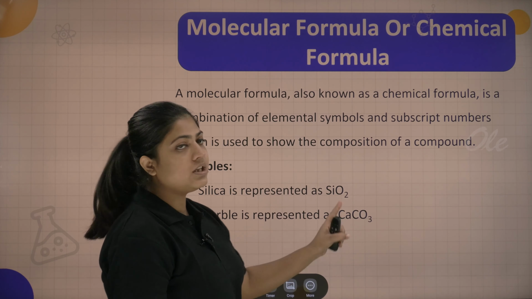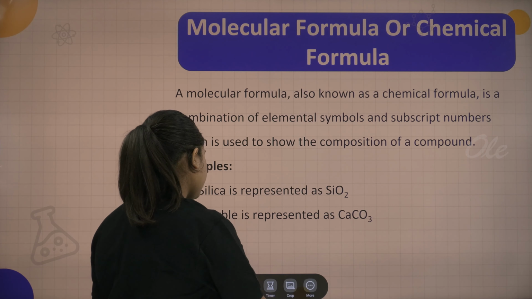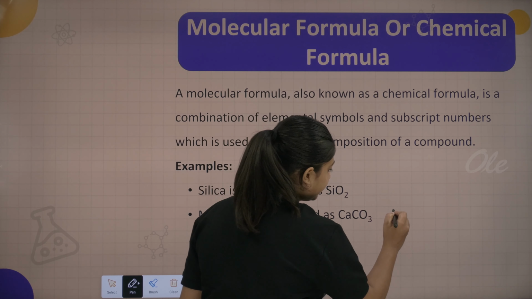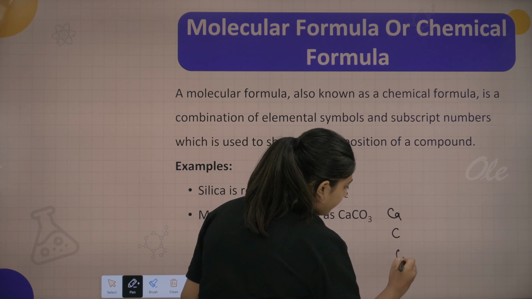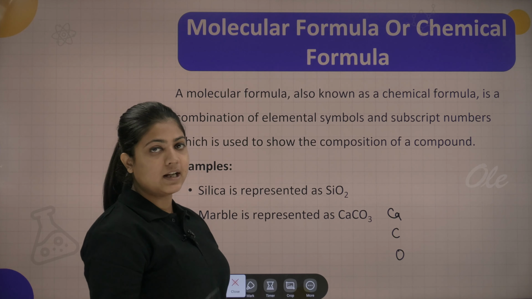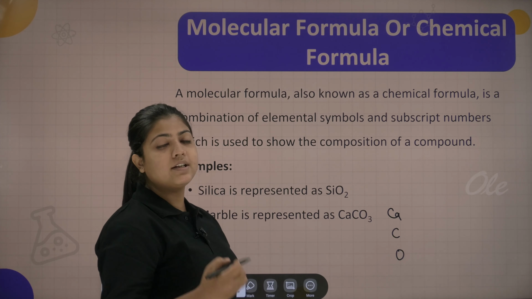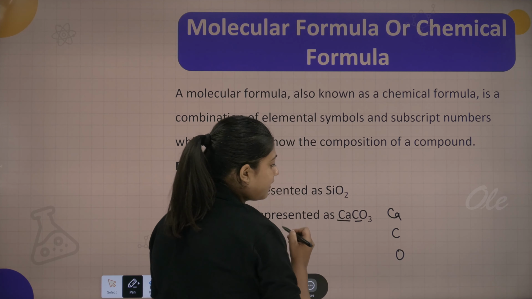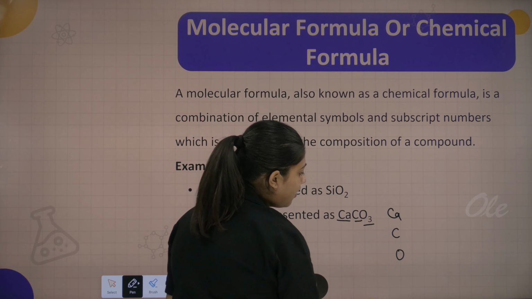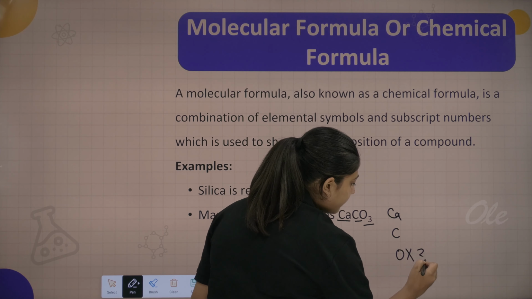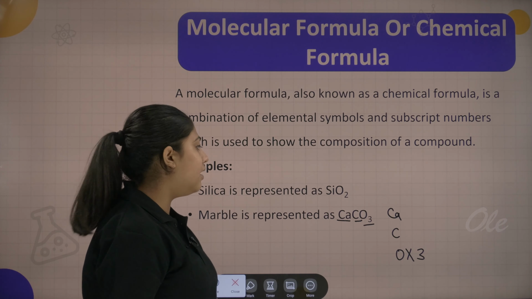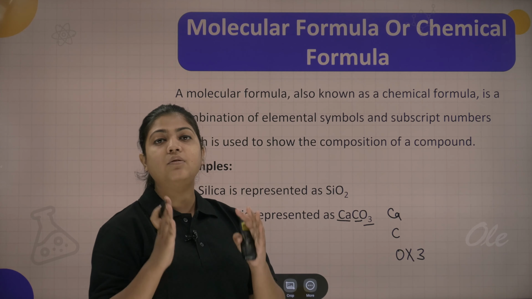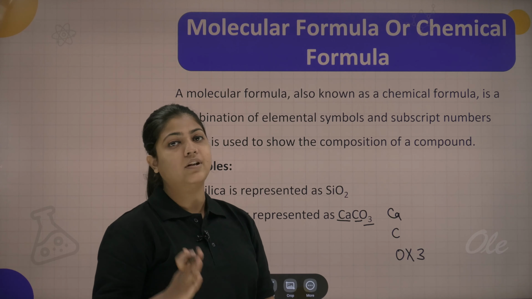Again, calcium carbonate. Here there are 3 different elements. What are they? Calcium, carbon and oxygen. These 3 different elements combine together in different numbers. The atom of calcium is 1 only, the atom of carbon is 1 only, but the atoms of oxygen are 3. So here they combine in different numbers to form the particular chemical formula of a compound.